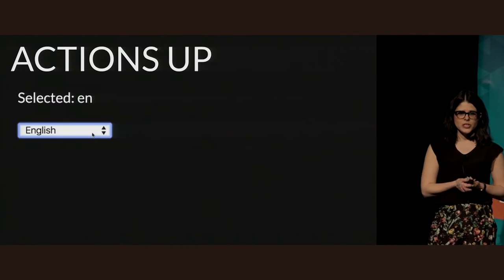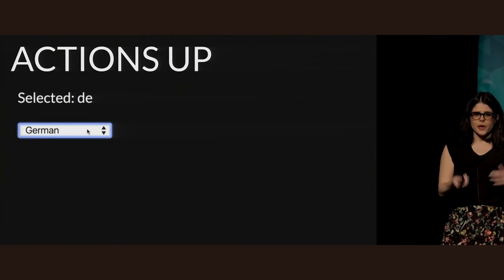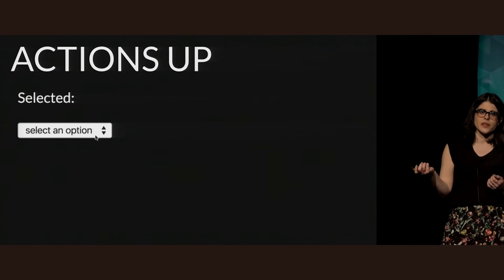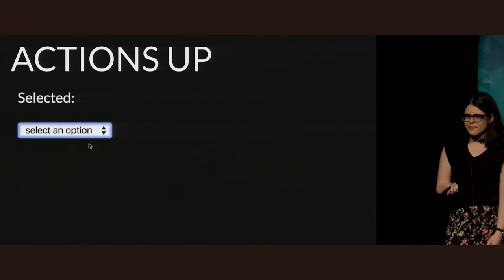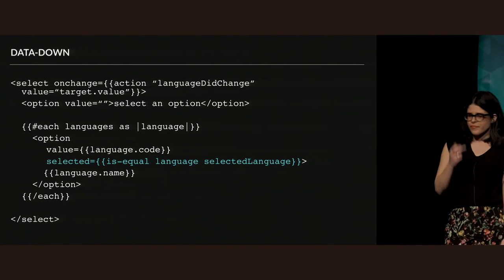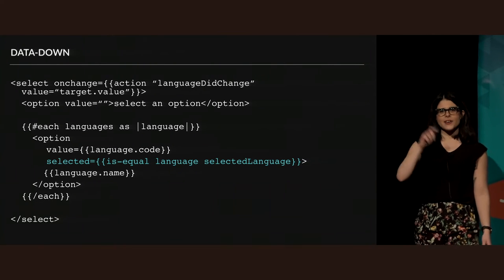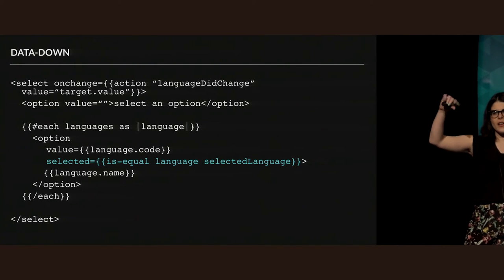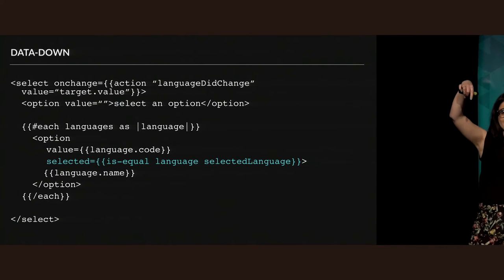So I pick my language, the code sends an action up, and then I'm handling it in this particular template by just displaying the value. So that's the actions up part of this. Let's also make sure we send data down.